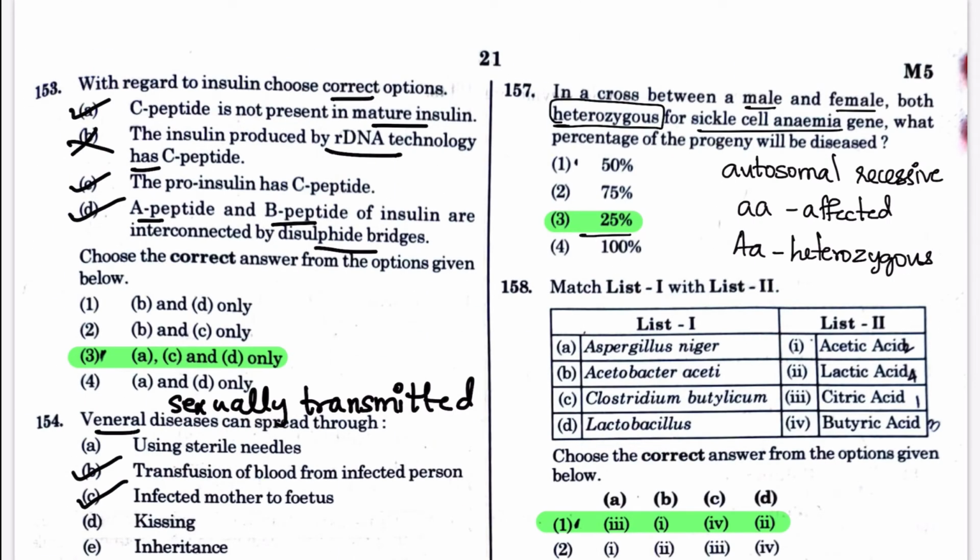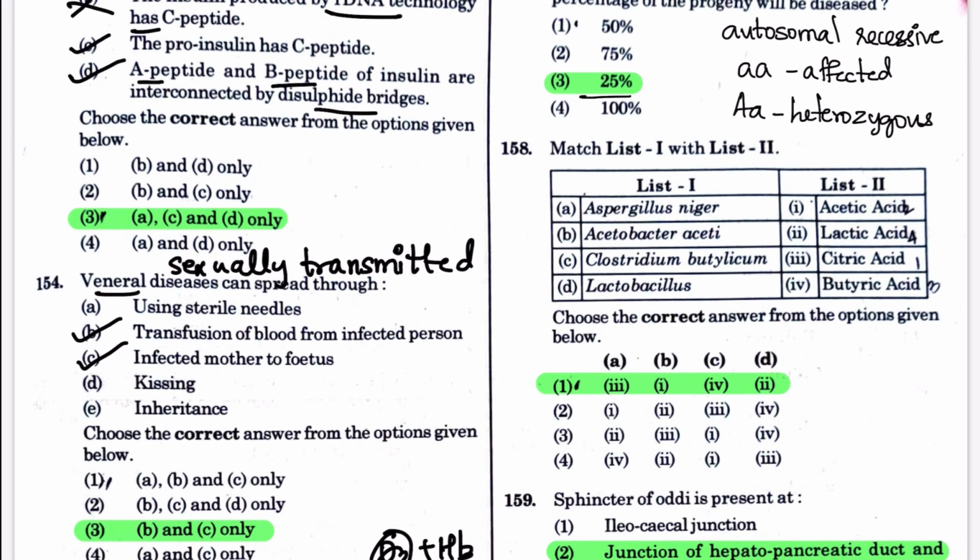Okay, right. So 158, they are asking you again match list 1 and 2. So it's an easy question, right? Aspergillus niger is responsible for producing citric acid, and with that name only you can answer. Acetic is there, so acetic acid, butylicum, butyric acid, lactobacillus, lactic acid. So the answer is 1.